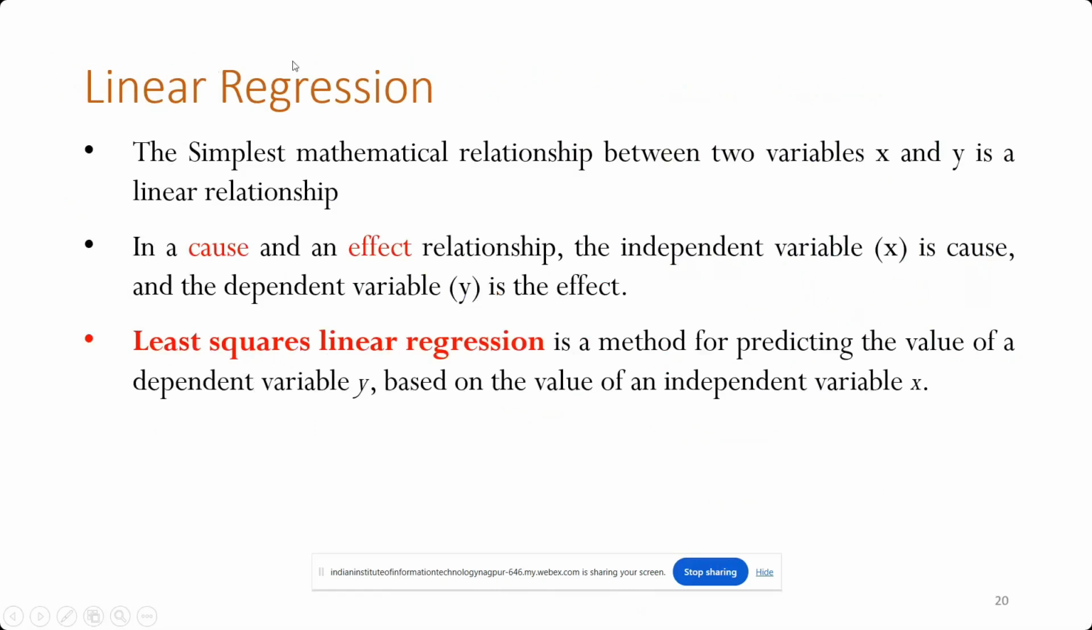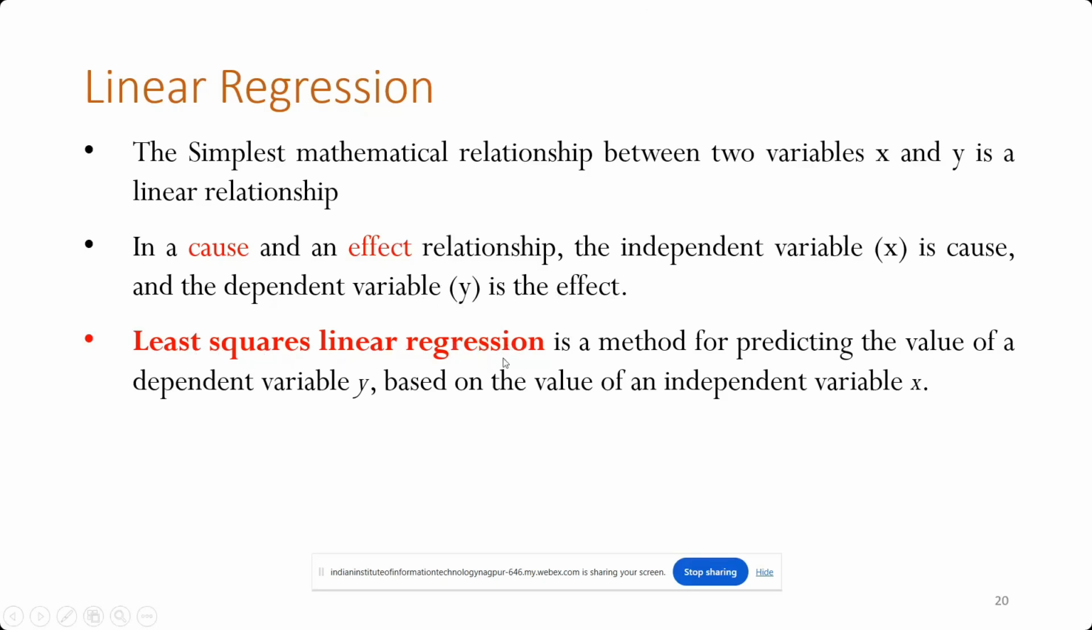Linear regression is the simplest mathematical relationship between two variables x and y, which assumes that there is a linear relationship. We can have a nonlinear relationship as well, but here for the linear regression model, we are assuming a linear relationship. So in a cause and effect relationship, the independent variable x is basically the cause for the change in the value of y, which is also considered the dependent variable, and is the effect for this cause.